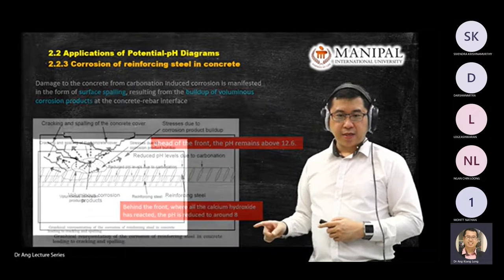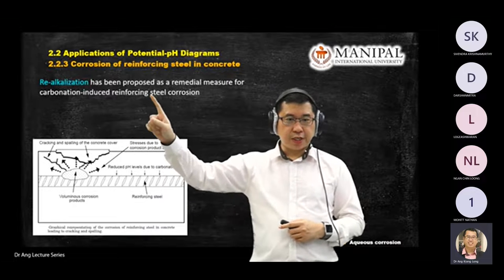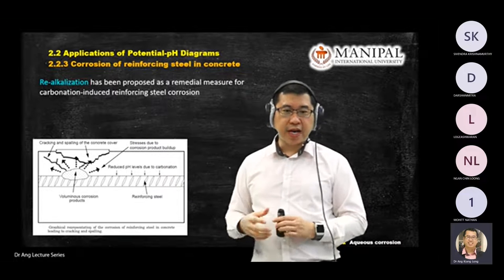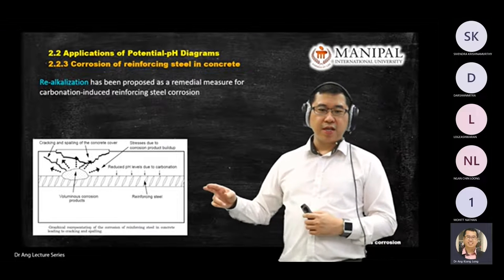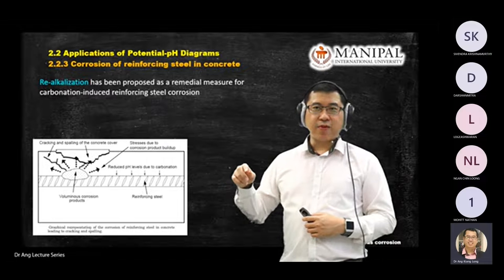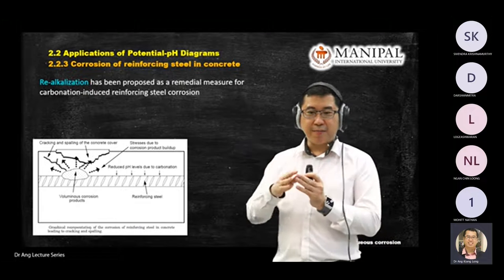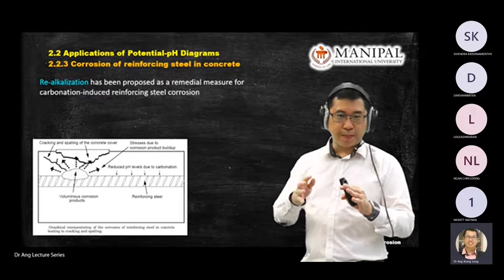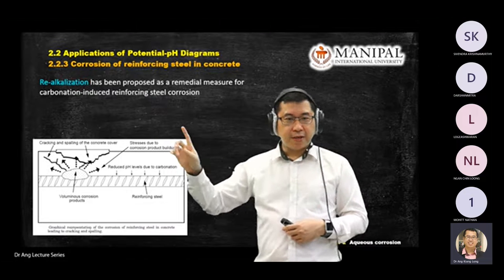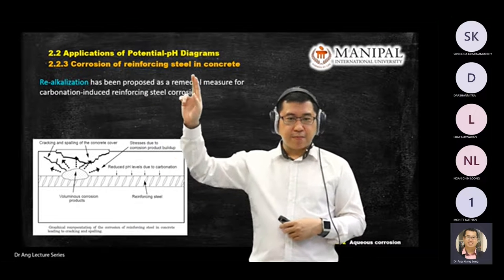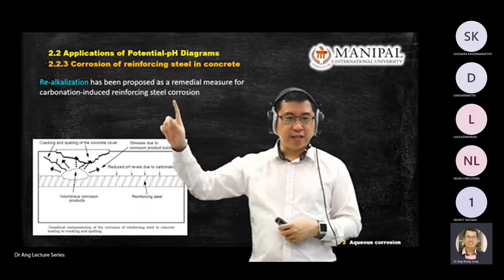Okay. So the solution for reinforced steel, we will use a procedure called re-alkalization. Right? Re-alkalization means we increase the pH level. Increase means you become more alkali. Reduce means you become more acidic. You increase the pH of the environment. So the technical word for increasing your pH is re-alkalization.